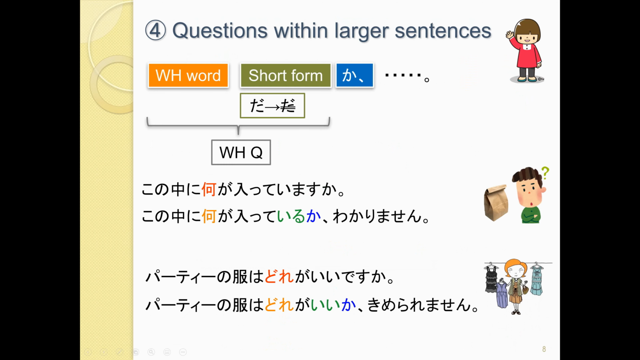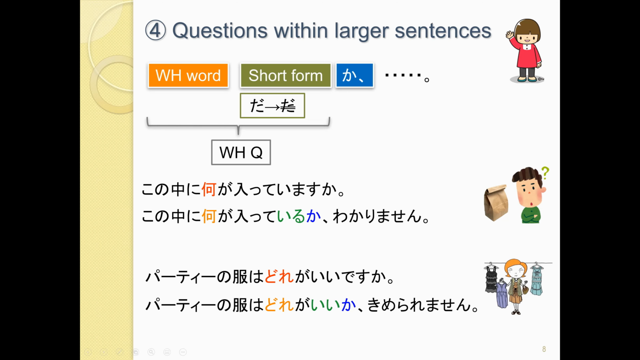So in order to make these questions within larger sentences, we take our question, which has a who, what, where, when, why, a question word in it, make it into the short form, and put ka. If the short form would have da in it, we're going to get rid of it. This one doesn't use da. And then I'll put ka, and then just plug it into the sentence. So, この中に何が入っているかわかりません。パーティーの服はどれがいいか決められません。So this is what I do for questions that have a question word.